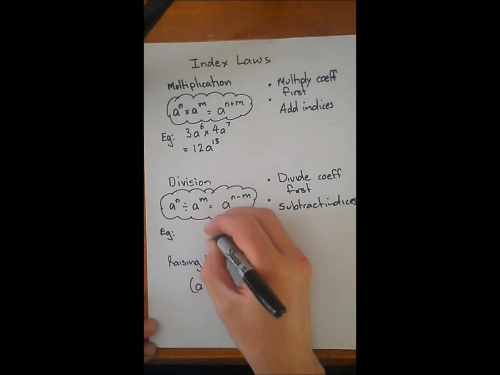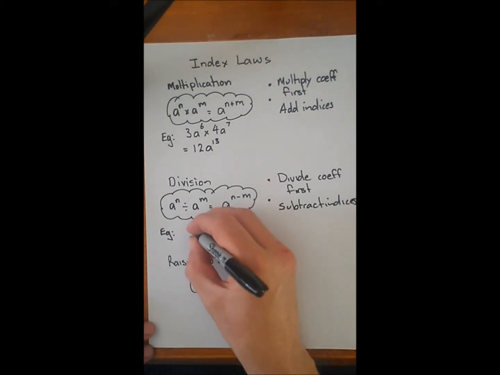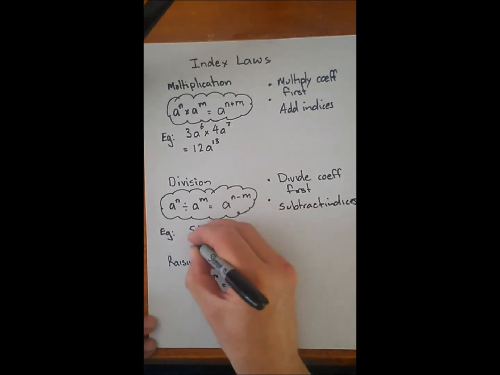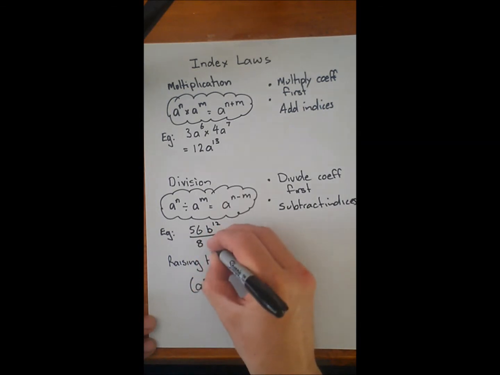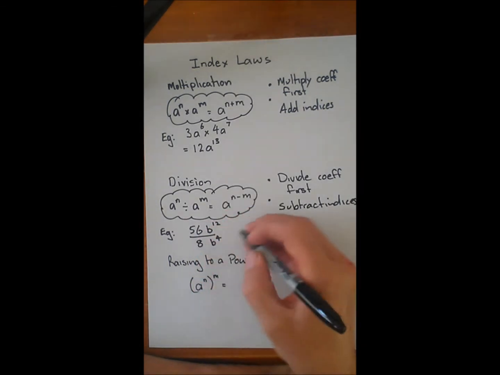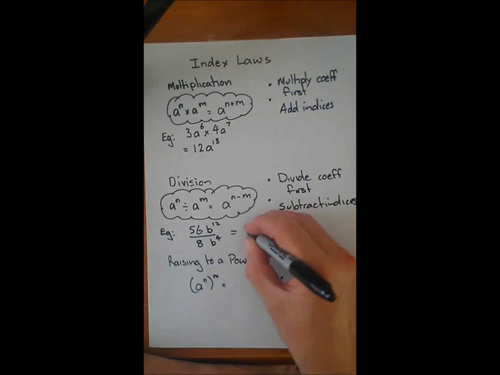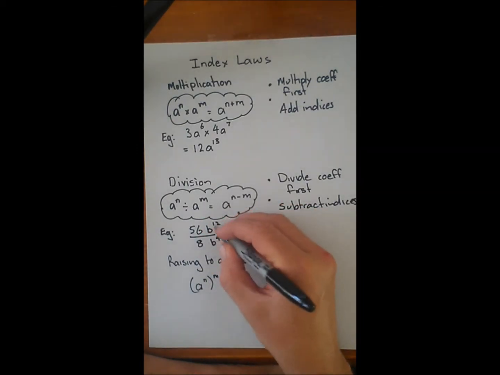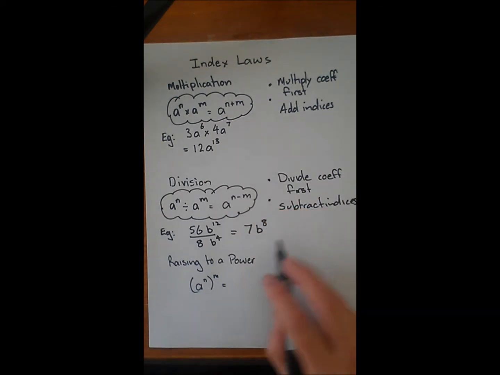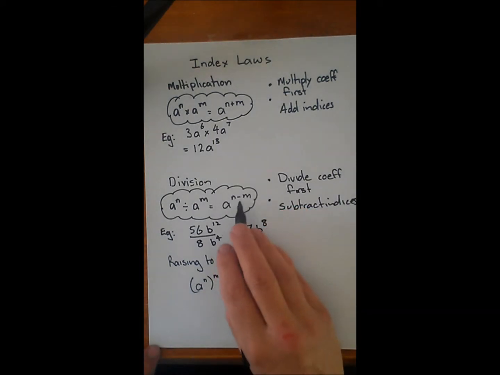So for example, if I have something like 56b to the 12 over 8b to the 4, that's a division. I'll do my 56 divided by 8 first, which is 7. Then I'll subtract 12 take away 4 and get b to the 8. So it's a nice simple rule, but you just have to remember what you're doing.